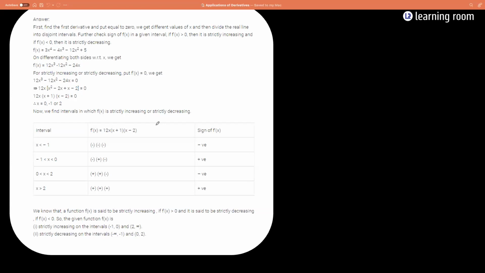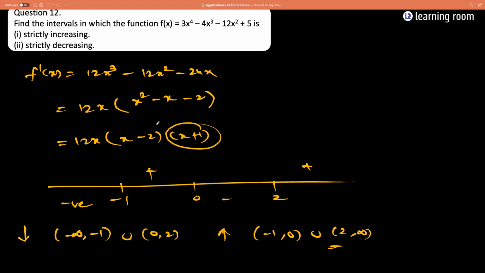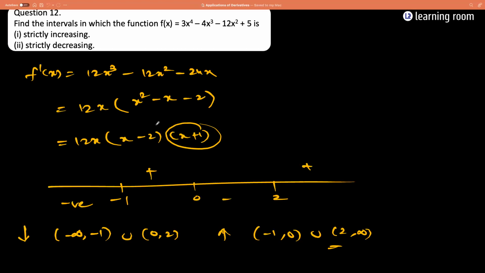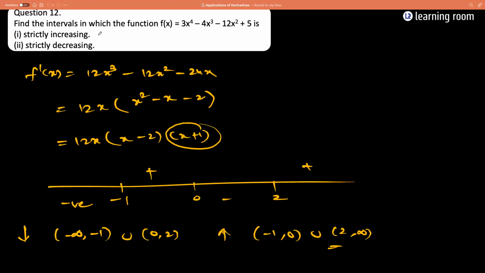So let's check it. Sir, x plus 1 is a root, right? So can you just divide the thing? Divide the f dash of x by x plus 1. You want me to divide and show? Okay, I'll show it. So this is 12x cube, 12x cube minus 12x square.